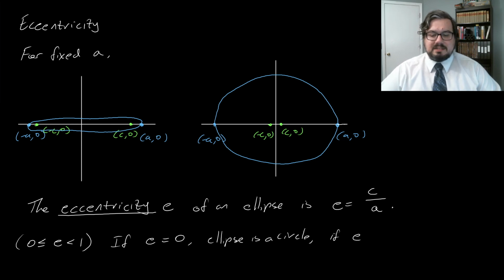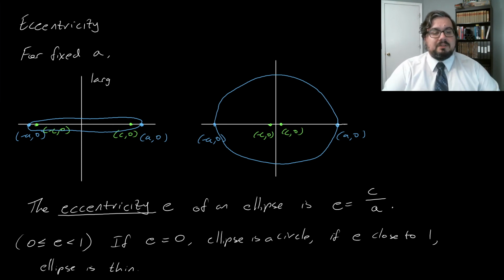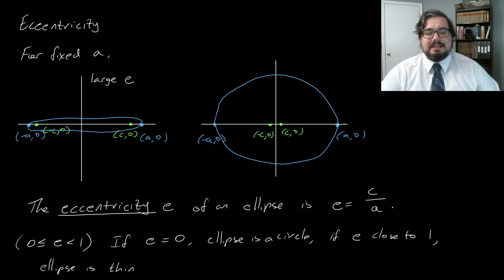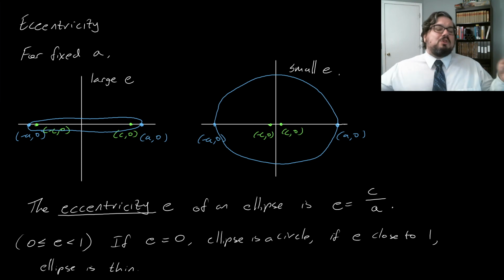And if the eccentricity is close to 1, the ellipse is very thin, as in the left-hand side up here. So here we have on the left a large eccentricity e. On the right we have a small eccentricity e. And these can be used in various contexts to describe, okay, we've got an ellipse, but all right, how circle-like is it? Some ellipses are very close to circles.